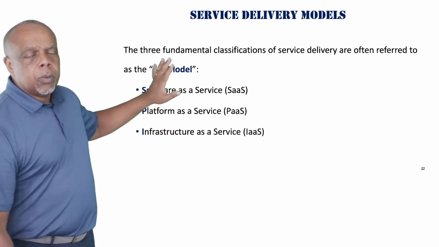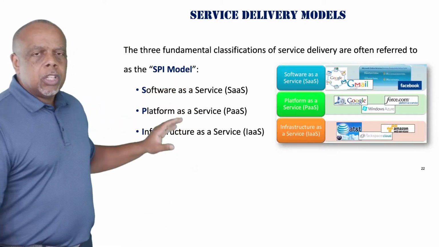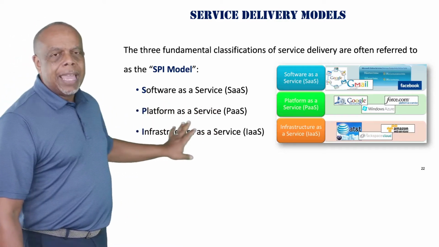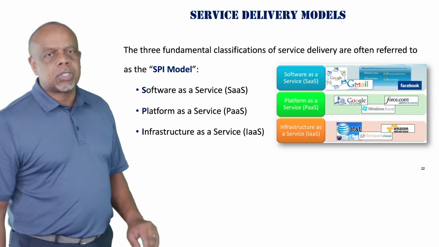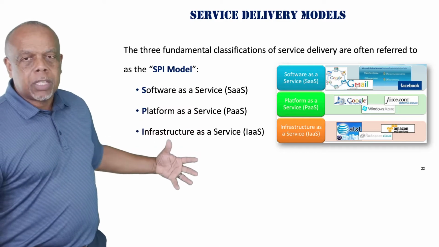Here's what I mean. So when we think about services, if we look at our basic computing infrastructure, we have three types of services: software as a service, platform as a service, infrastructure as a service. We call it the SPI model. There are others, but these are the basic ones we're talking about.